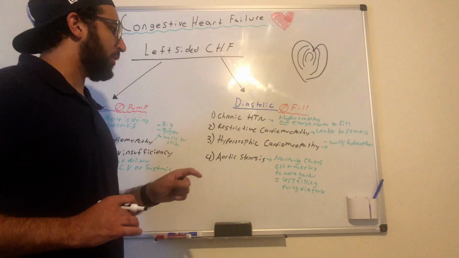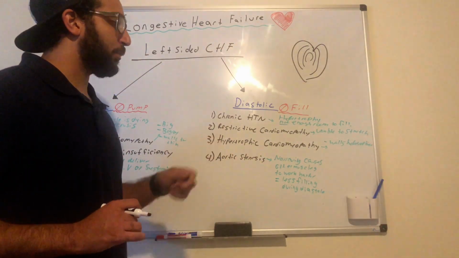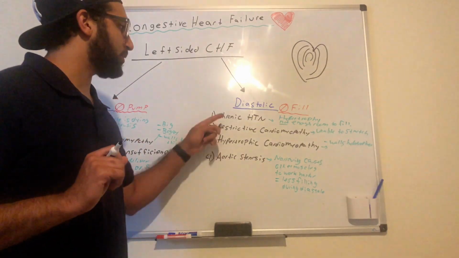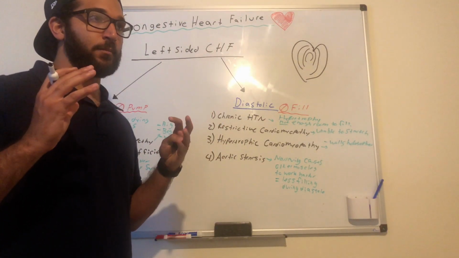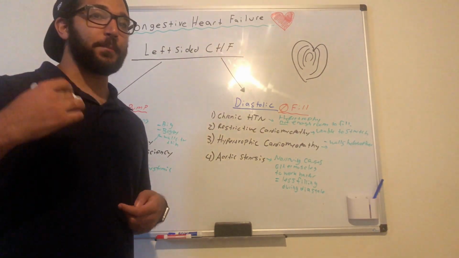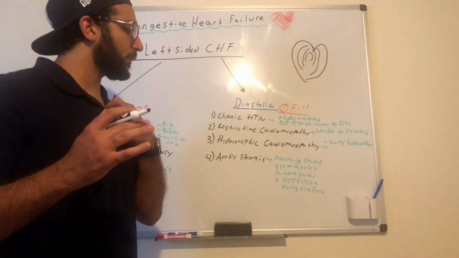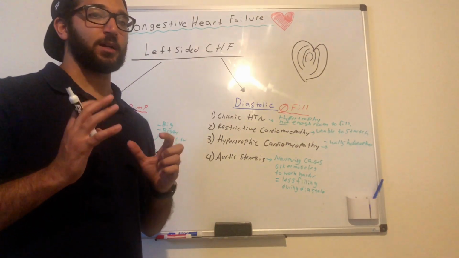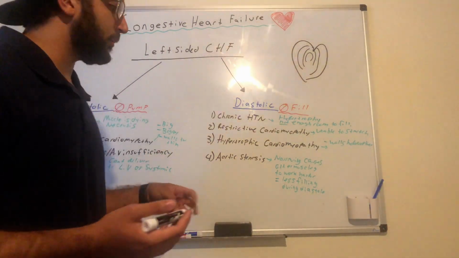The third cause for diastolic left-sided CHF is hypertrophic cardiomyopathy. It's very similar to chronic hypertension when the walls become thicker and more swollen due to overcompensation. So during diastole, the heart is not going to be able to fill properly, therefore leading to low cardiac output.